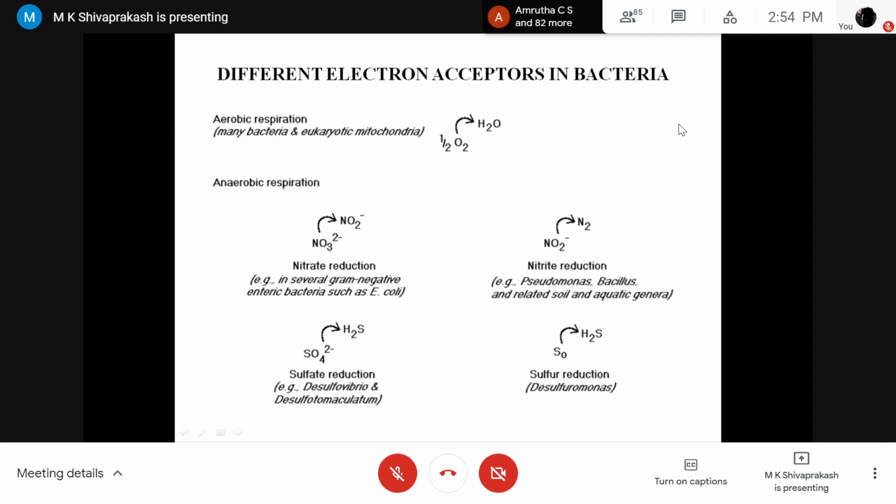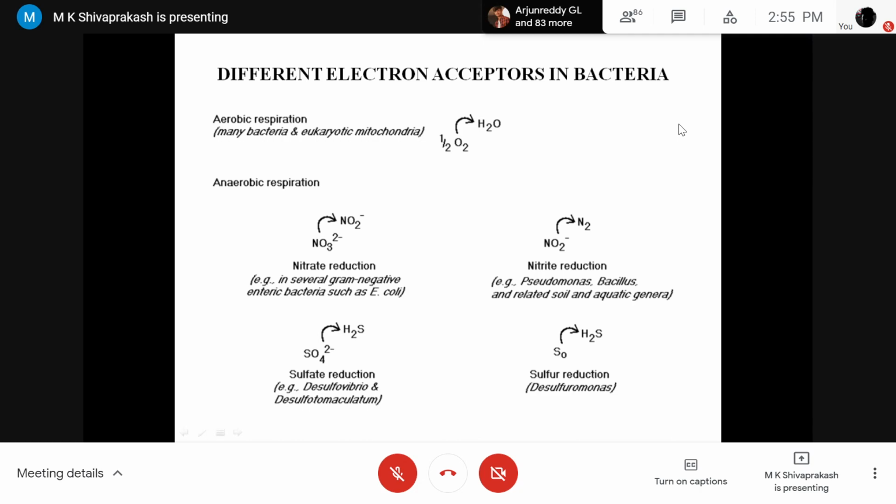They are part of a process called denitrification, where initially nitrate is used as terminal electron acceptor to get itself converted to nitrite. Then further it is converted into nitric oxide, then to nitrous oxide, and ultimately to nitrogen gas. So these are the electron acceptors used in nitrate reduction.